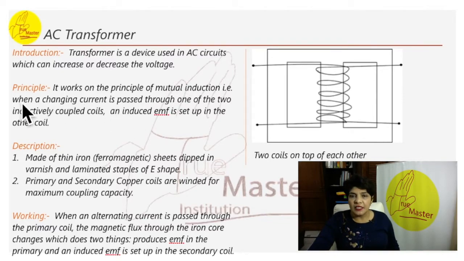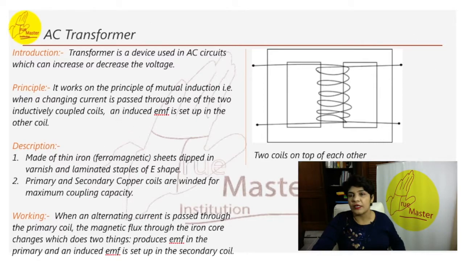Principle: as just said, it works on the principle of mutual inductance. So what was mutual inductance? An EMF is produced in the other coil, the second coil, when a changing current, a fluctuating current, is passed through one of the two inductively coupled coils. So what does that word mean? Coupled coils: whenever the coils are wrapped together.